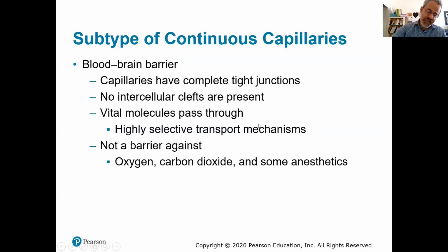Obviously, certain molecules have to get through. Things like oxygen, carbon dioxide, nutrients can get across through special transport mechanisms. Oxygen and CO2 get through very easily, which they do with all cells. But the difference here is that allowing other molecules through, such as glucose, for example, requires a selective transport, right? With other types of continuous capillaries and other types of cells, they get through with just simple facilitated diffusion.